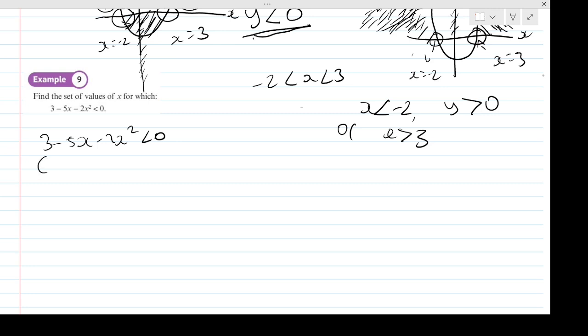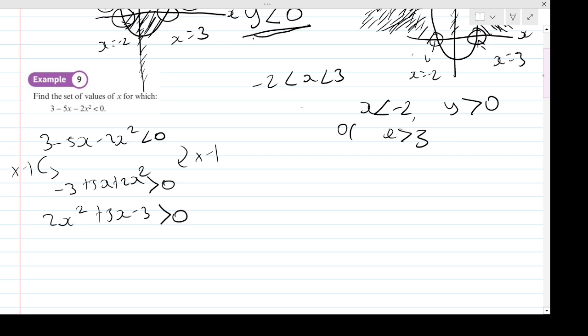So what I'm going to do is divide, or times, by -1 to make the coefficient positive. So that'd be -3 plus 5x plus 2x squared. And remember, when we times it by a negative, we have to flip the direction of the inequality. So it would then be greater than 0. I'm going to rearrange this a bit. I want the x squared bit first, I just find it easier to read. So we get 2x squared plus 5x minus 3 is greater than 0.